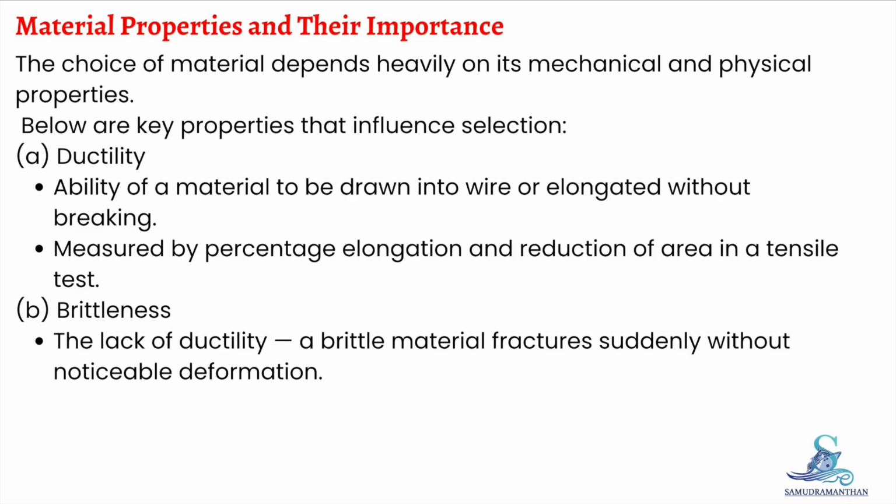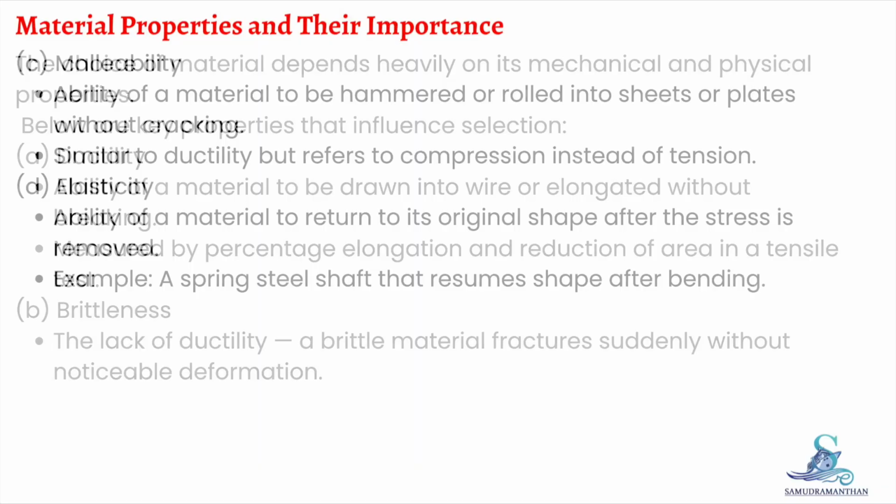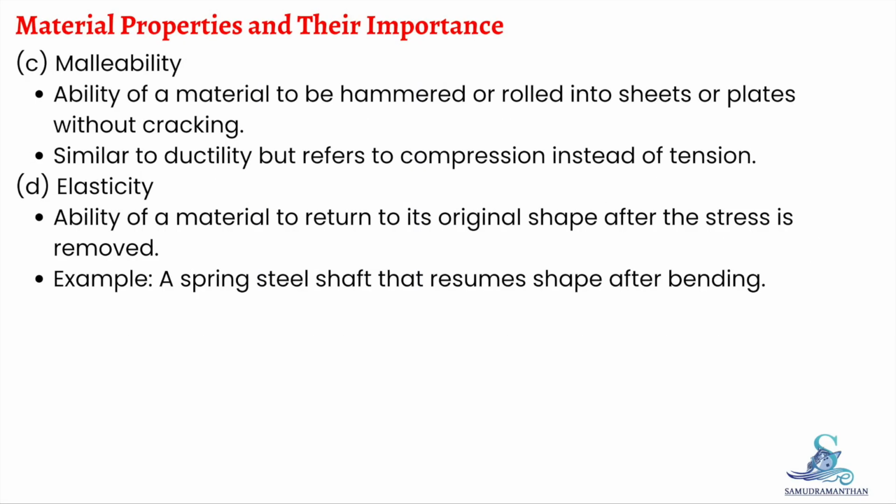Brittleness. Brittleness is the lack of ductility. A brittle material fractures suddenly without significant deformation. Malleability. Malleability is the ability of a material to be hammered or rolled into sheets without cracking. It is similar to ductility but occurs under compression instead of tension.